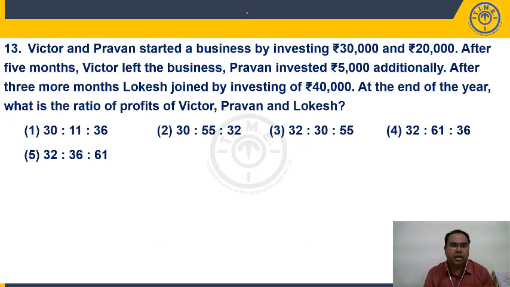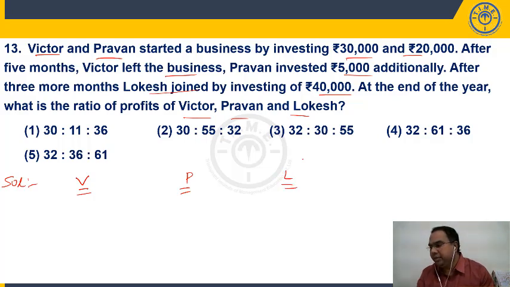Question number 13. Victor and Pravan started a business by investing 30,000, 20,000. After 5 months, Victor left the business. Pravan invested 5,000 additionally. After 3 more months, that means 5 plus 3, 8 months, Lokesh joined by investing 40,000. At the end of the year, what is the ratio of profits of Victor, Pravan, Lokesh? Okay. We need to find out the ratio of their profits, right? How will you find out the ratio of their profits?